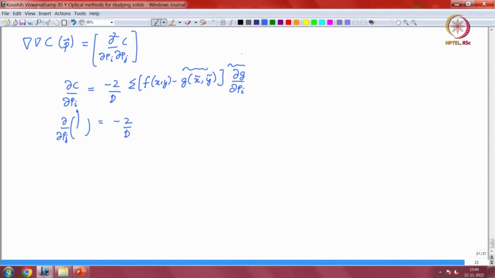So, if you act on this guy first, you will continue to have f of x comma y minus g, of dou square g by dou p_i dou p_j, that is the first term, and you will have a second term which will have a minus sign. So, it will be plus 2 by d, but now the second term will act on the g inside the bracket. So, you will get a dou g by dou p_j, dou g by dou p_i.